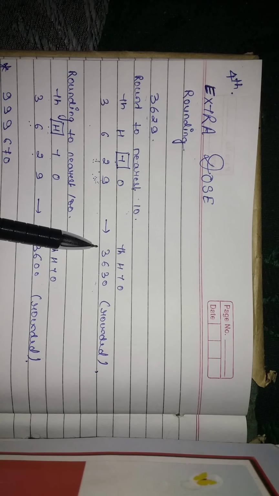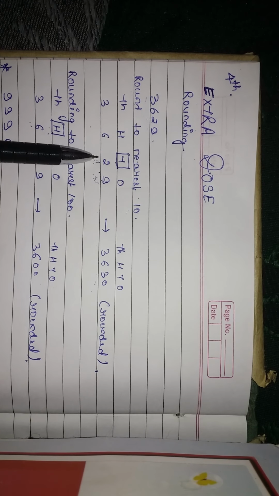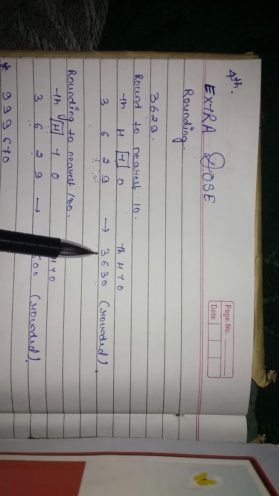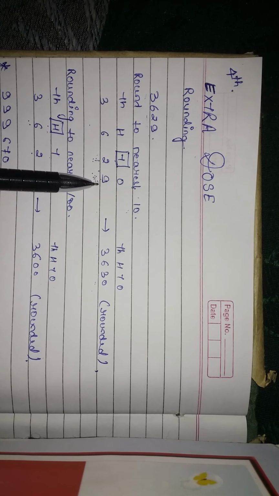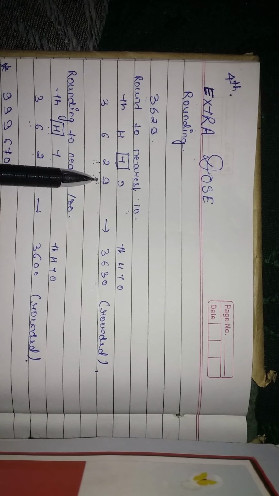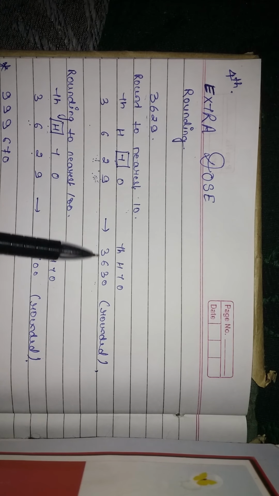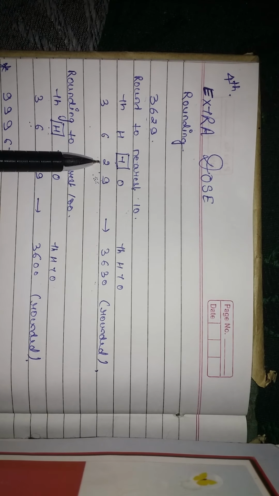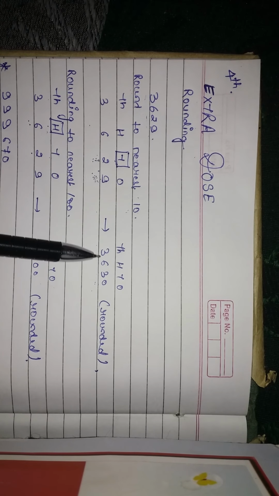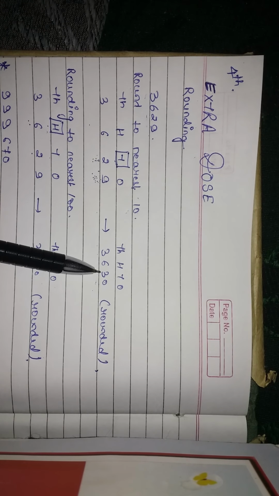And the same you can see here, 3 and 6 are on the left hand side of your rounding place, so 3 and 6 are as it is. However, 9 is on the right, therefore it has been converted to your 0. Here you need to add 1, so 2 has been converted to your 3. In this way you have to do the rounding.